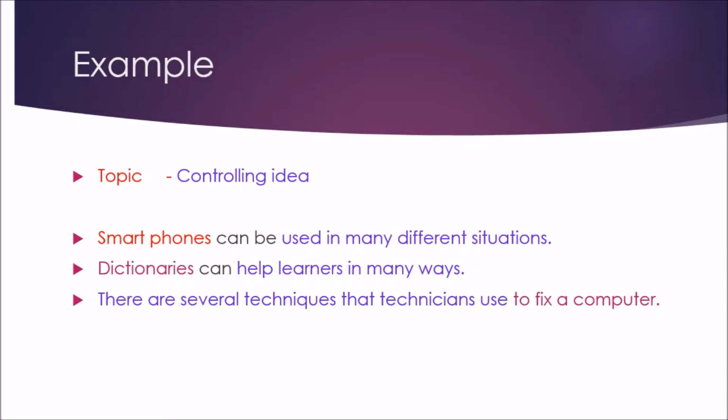So the controlling idea here in the third example is there are several techniques that technicians use to fix a computer. Okay, so here the topic is about fixing a computer, and we're talking about the several techniques. We can also talk about fixing a computer in terms of what are the steps: first, second, third. So the controlling idea is the one that guides the whole paragraph.